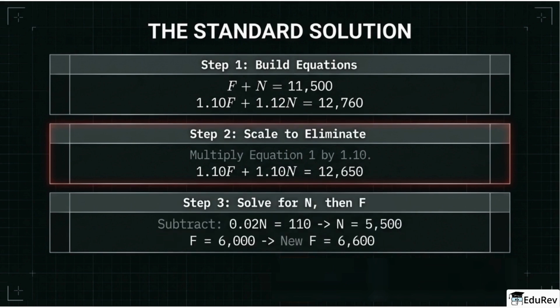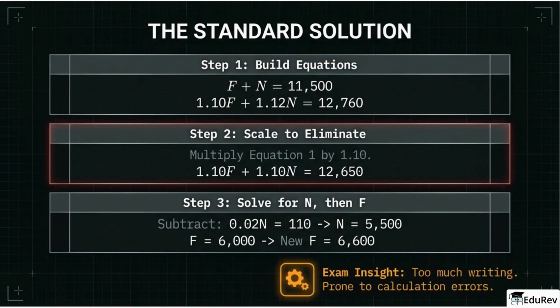The standard solution builds two equations, scales one to eliminate a variable, and then solves step by step. It is mechanically correct and easy to follow, but the warning on the slide is important. This style costs time and increases the chance of calculation mistakes. In a timed exam, a reliable method is not always the best method if it is too slow. The bigger lesson is that linear systems should be approached with a strategy, not with blind expansion.